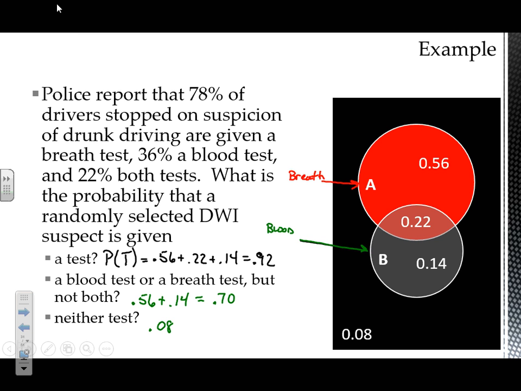Okay, so when you get situations like this where they're giving you some information about a couple different events, a Venn diagram is usually the best place to go. It's very easy to set up, and then you have every probability or percentage that you could possibly need. All you have to do is figure out how to put them together. Okay with that?